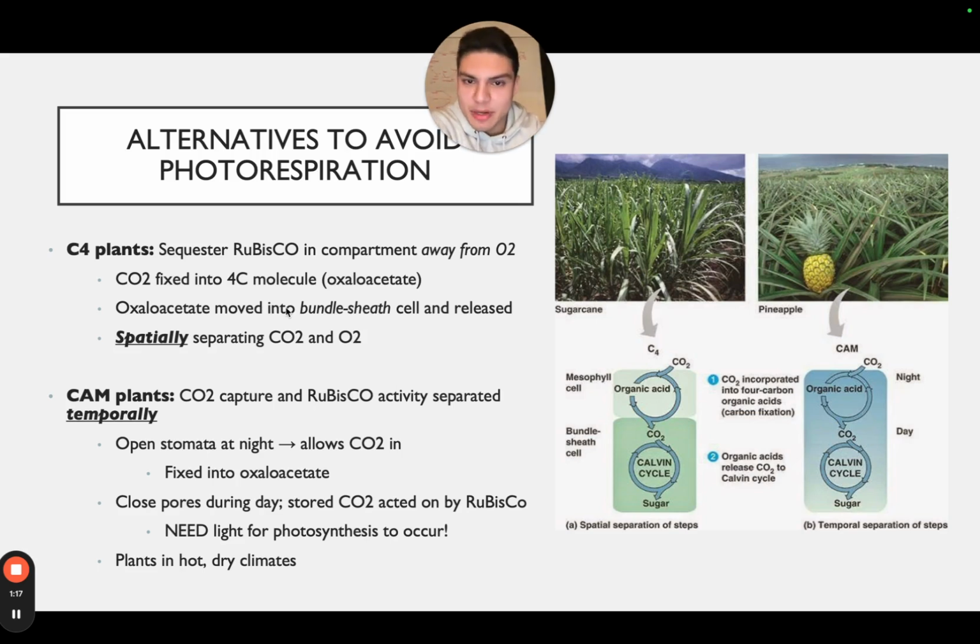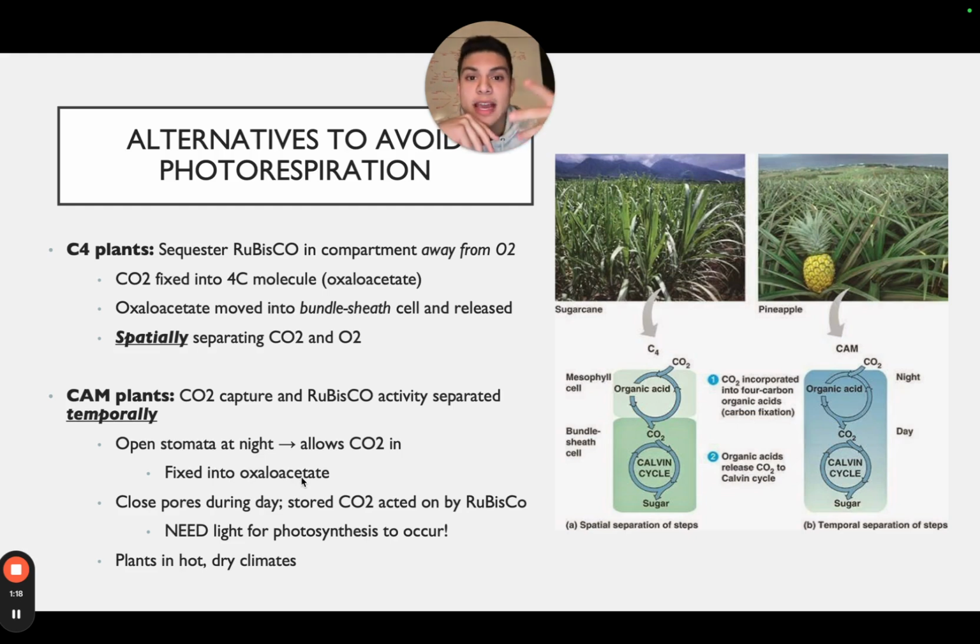So then for the second part, we have CAM plants. And this is not spatial. This is temporal, meaning that this happens at night or at day. So what ends up happening is the stomata of the plants open at night, and this allows CO2 to come in, and it gets fixed into oxaloacetate. And it'll stay like that for the night.